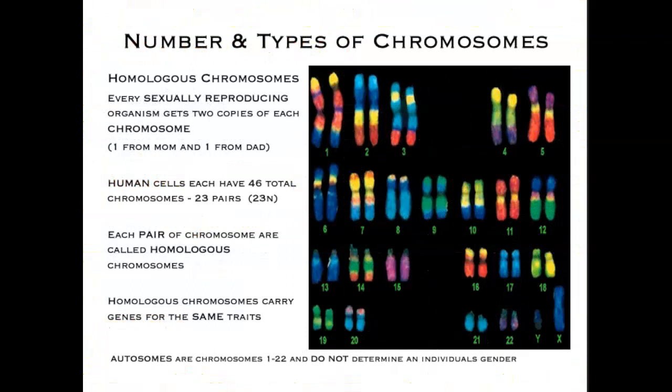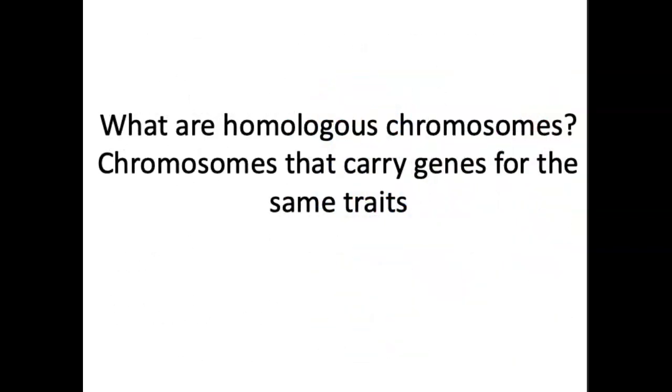In human beings, we have 46 chromosomes, or 23 pairs. You get 23 chromosomes from mom, 23 chromosomes from dad. Each one of those pairs are called homologous chromosomes. Those are chromosomes that carry genes for the same traits. So once again, you might get a gene for eye color from mom, a gene for eye color from dad. They're on, let's say, chromosome pair number 3. Those would be homologous chromosomes.